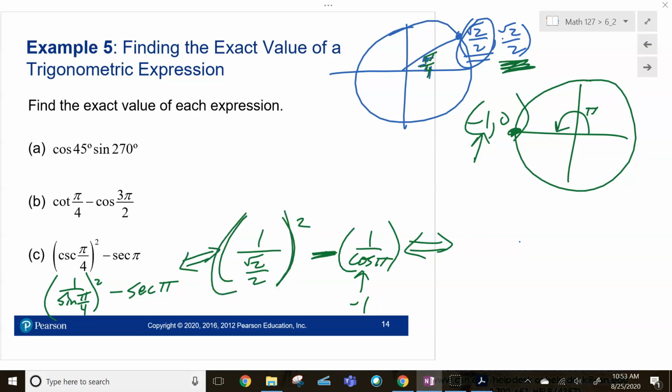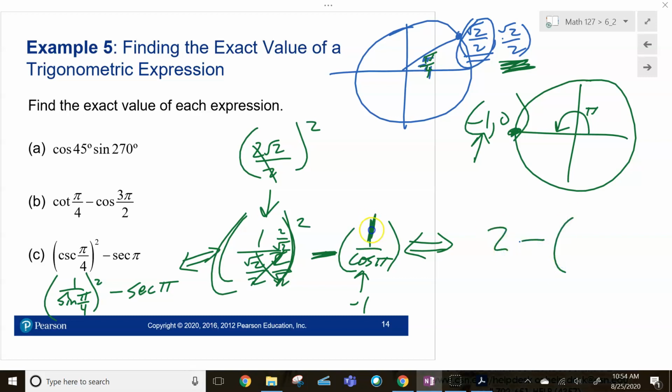So multiply by reciprocal, right? 2 over root 2. Rationalize that. So I have 2 over root 2, which is 2 root 2 over 2, which is just root 2. And remember, this is all squared. So I have root 2 times root 2, which is 2. Minus, I got 1 over, and I've got -1 for the cosine of pi. So 1 over -1 is -1. So 2 plus 1, I got 3 right here.